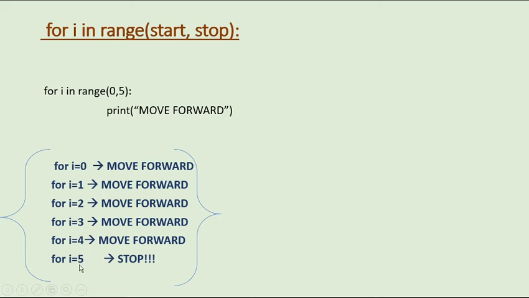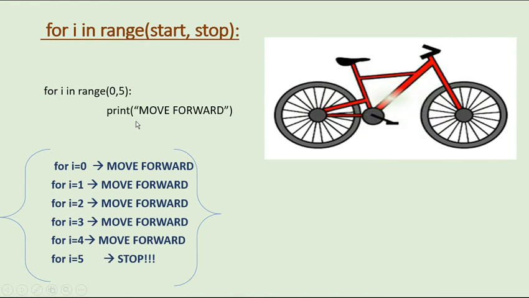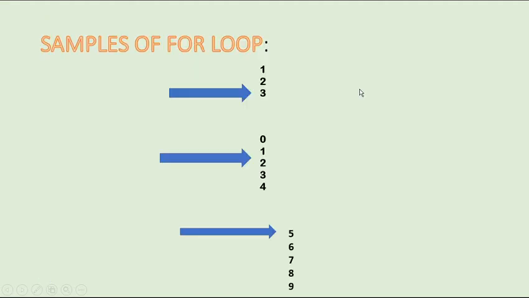The value of i becomes 5. It will check that 5 is not less than 5. The condition becomes false and it will stop. So this is just like a cycle which repeats and repeats and repeats till it reaches its destination.